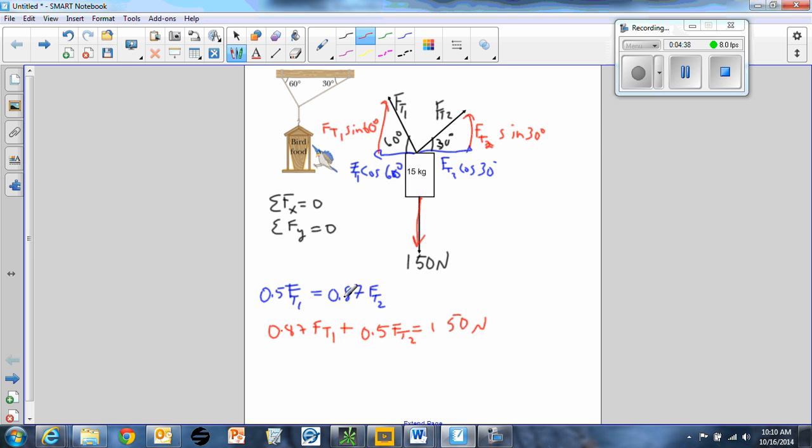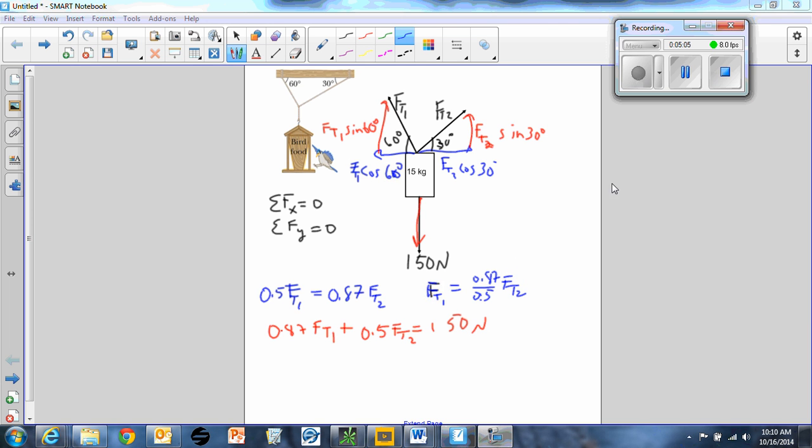I have two equations here, which is called a system of equations, so I'm going to use what we call substitution here. I'm going to solve the blue equation for FT1, and that's going to equal 0.87 divided by 0.5 FT2, which is the same as 1.74 FT2.